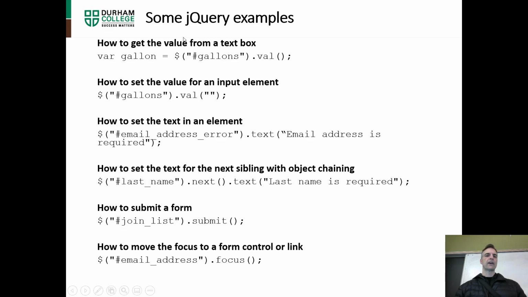All right, so I want to get the value of a text box as an example. I have a text box on a form. It's pretty simple. I can say, you see how old this is, var gallon is equal to dollar sign, again jQuery, get an ID of gallons and get the value of that ID. Value means the actual thing that you have inside the text box.